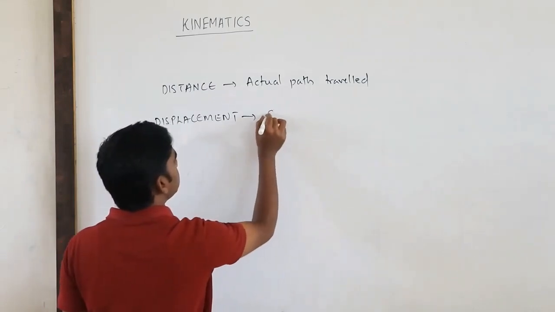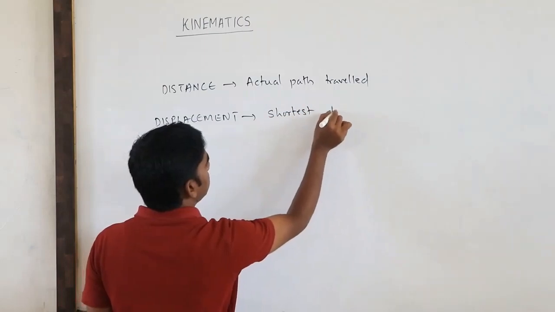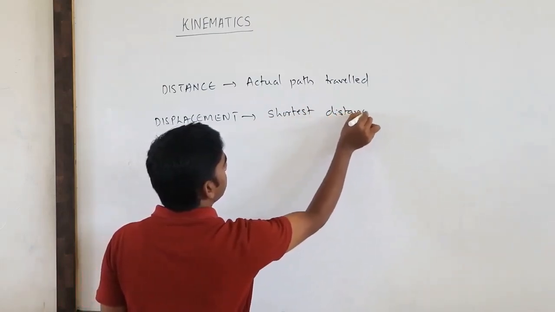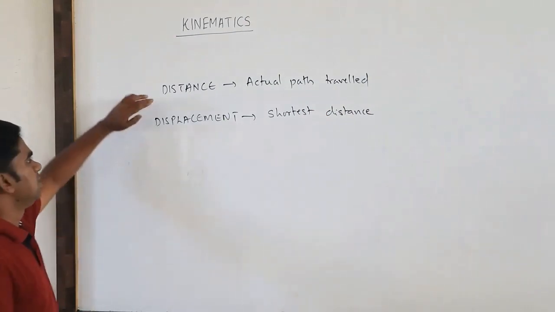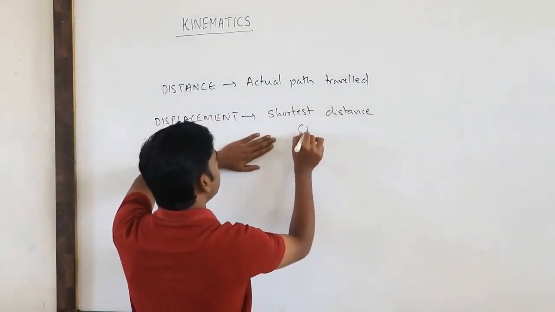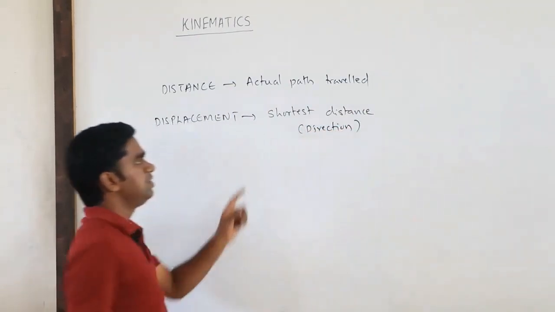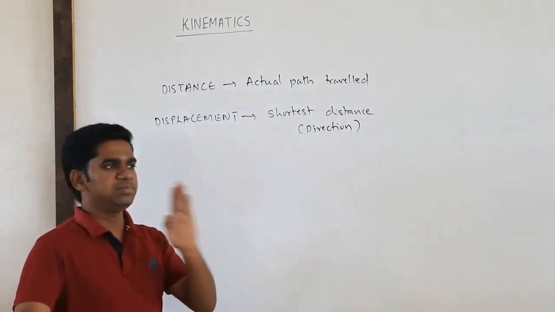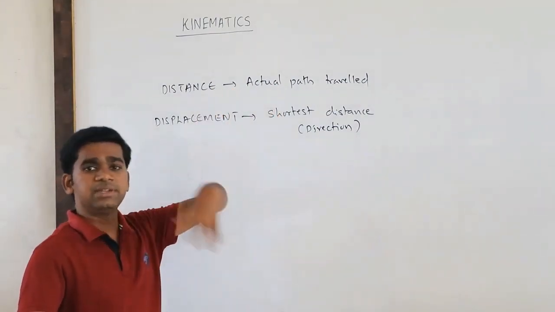Displacement is what? It is the shortest distance traveled by a particle. What we know is that direction is not required for distance, but displacement includes the direction. This means displacement we always measure in a straight direction, while distance we can measure in any direction.